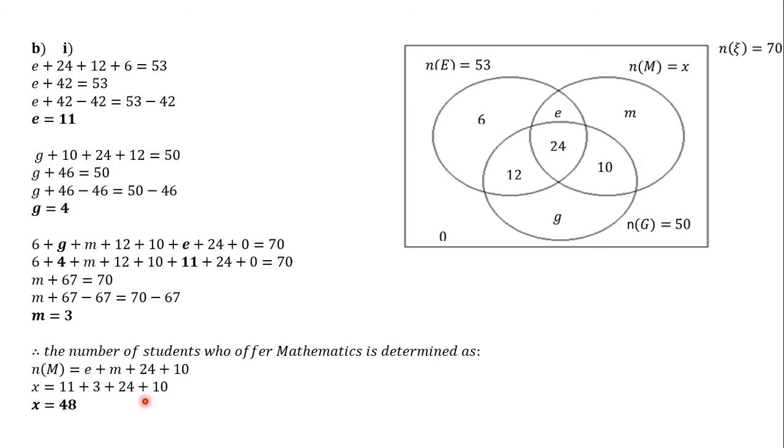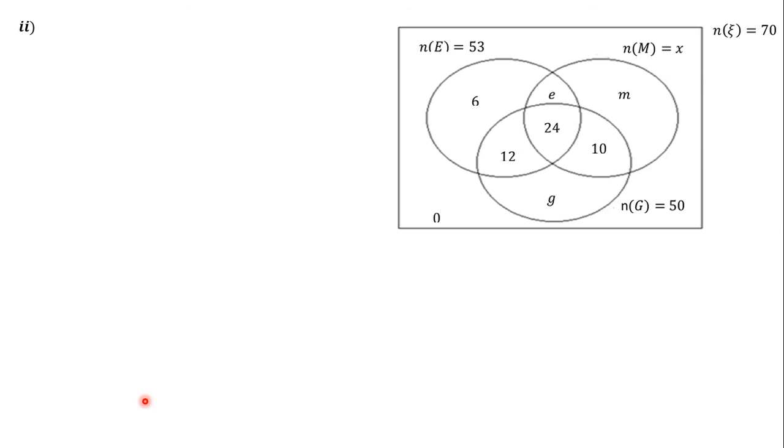Now let's go to B(ii). B(ii) is saying we should determine the number of students who offer mathematics and geography, but not economics. Mathematics and geography, but not economics. This is very simple. What do you think the answer will be? So we have removed economics from it. Yes, you will say the answer is 10.